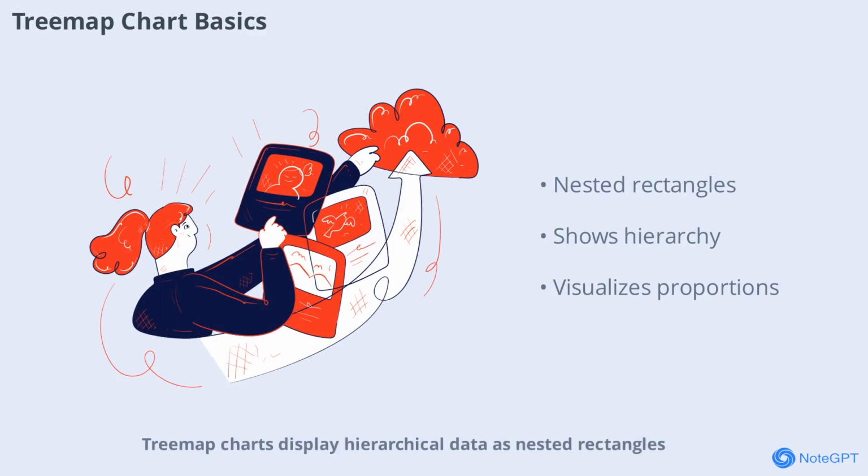Treemap charts display hierarchical data as nested rectangles. Each rectangle's size represents a value, and colors can indicate categories or subcategories. Treemaps are great for visualizing proportions within a hierarchy, such as sales by region or product categories. They make it easy to spot large or small segments and understand the structure of your data at a glance.